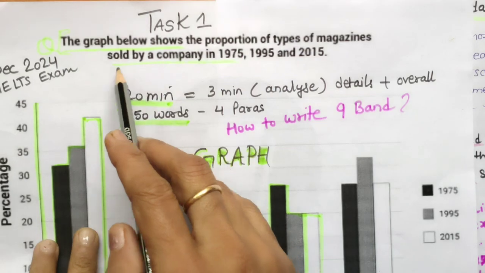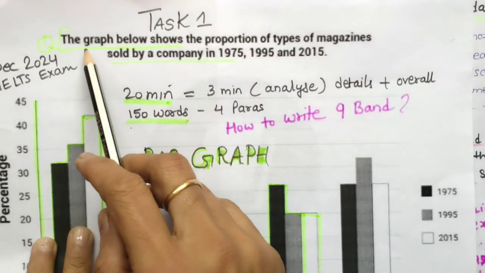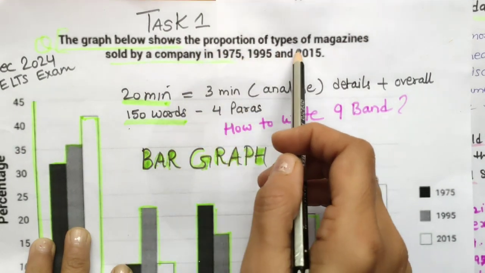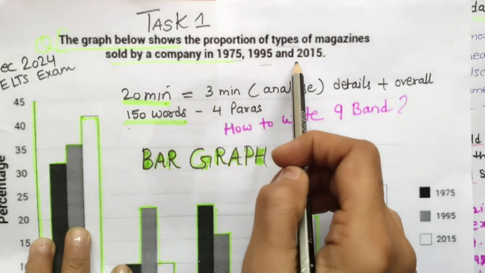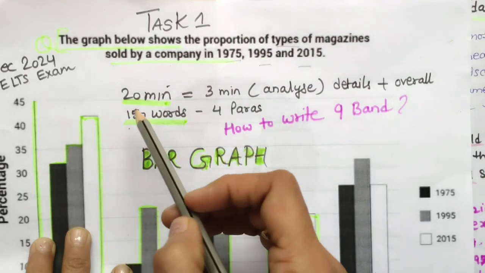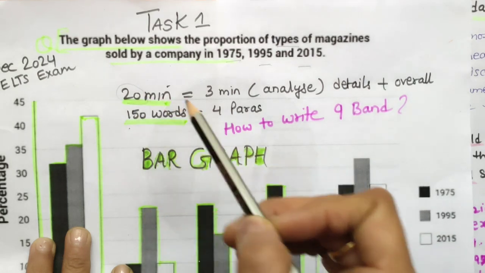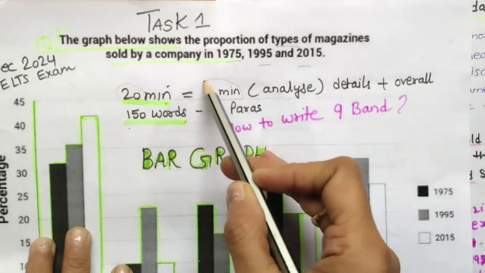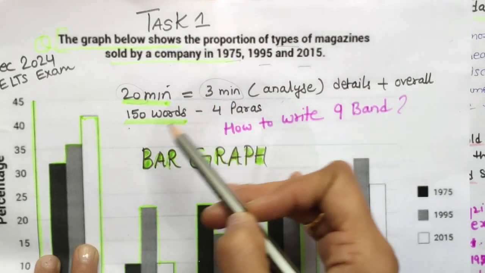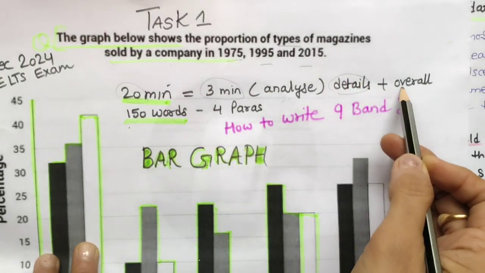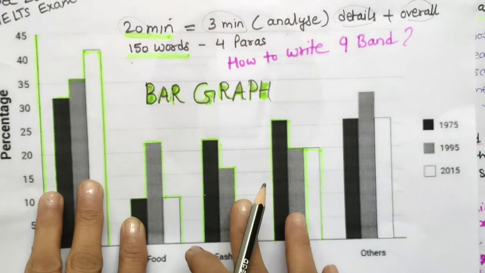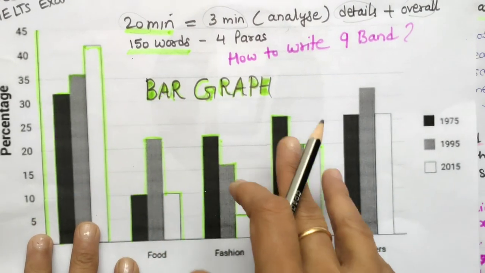Always read the question statement. The question says the graph below shows the proportion of types of magazines sold by a company in 1975, 1995 and 2015. We will be given 20 minutes. Out of 20 minutes, the first 3 minutes analyze the table or the bar graph or line graph, and then write the details and overall paragraph.